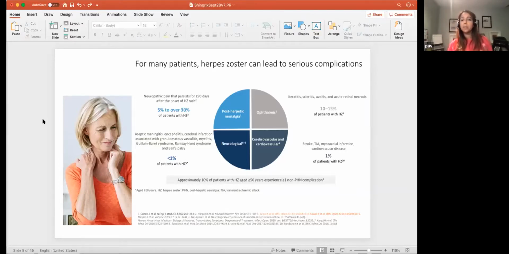So it's important to arm ourselves with that information so we can explain why being vaccinated truly protects our patients, not only from shingles, but the complications that can occur from shingles as well.